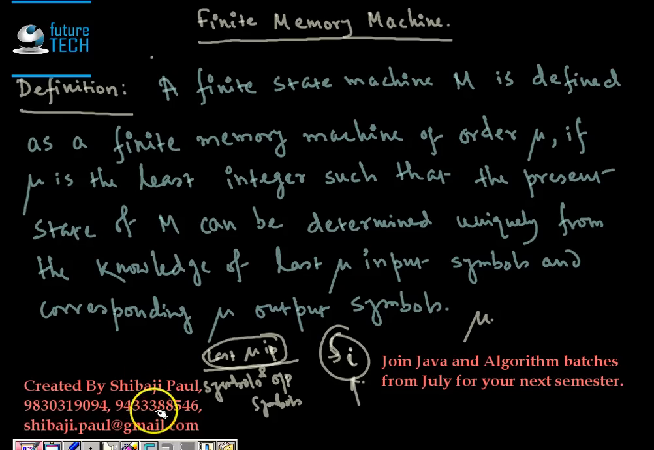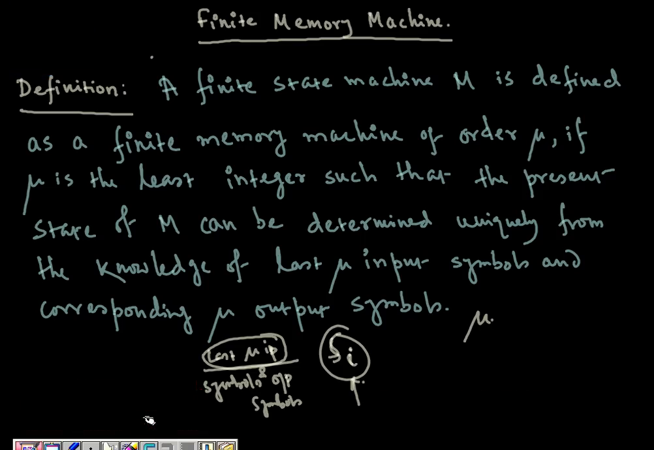Now, in order to determine whether a given finite state machine is a finite memory machine or not, and to find out the order, there are two techniques. Number one, it could be done by using a testing table and then drawing a testing graph, and number two, by using a vanishing matrix method. In this tutorial I'm going to show you how to do it using a testing table and testing graph.